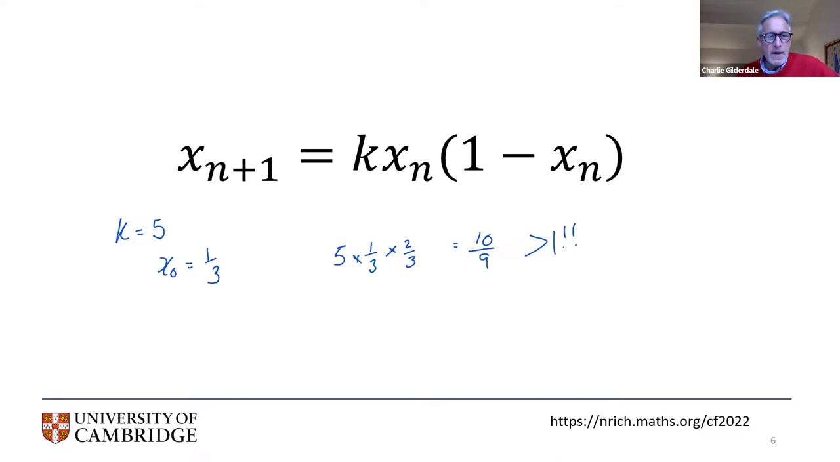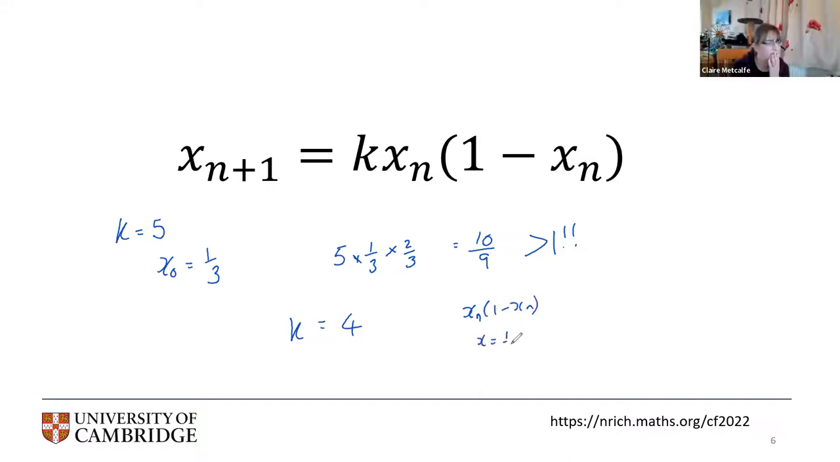And it seems to me that if k is 4, xn times 1 minus xn, if we want to maximize that, we're going to have xn equal to 1/2. Yeah. And so then we would get 4 times 1/2 times 1/2, which is exactly 1. But as soon as we have a k greater than 4, there's the possibility that we're going to end up with an xn plus 1 which is greater than 100%. So the whole thing is going to fold. Is that your answer to why? It is. We're going to leave the range.